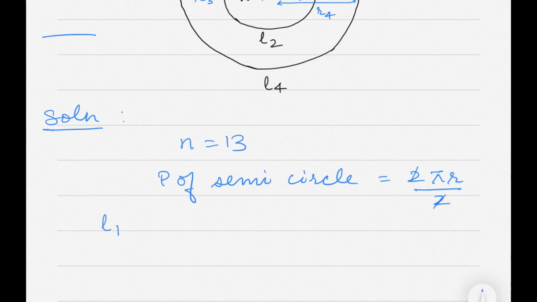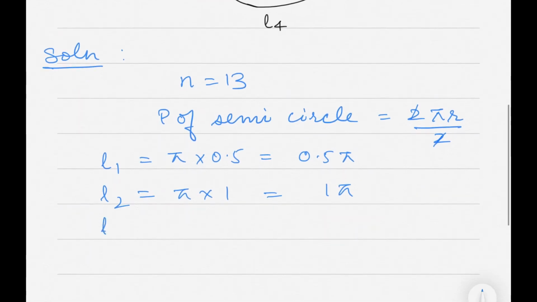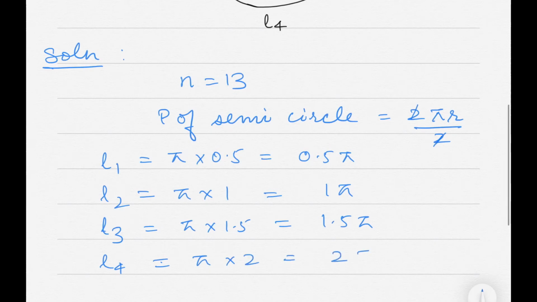So suppose my L1 is equal to pi r, so r is equal to 0.5 for the first one, so this would be 0.5 pi. Okay, L2 is equal to pi into 1, so 1 pi. L3 is equal to pi into 1.5, so 1.5 pi. L4 is equal to pi into 2, so 2 pi. Okay, so I found out these four values.